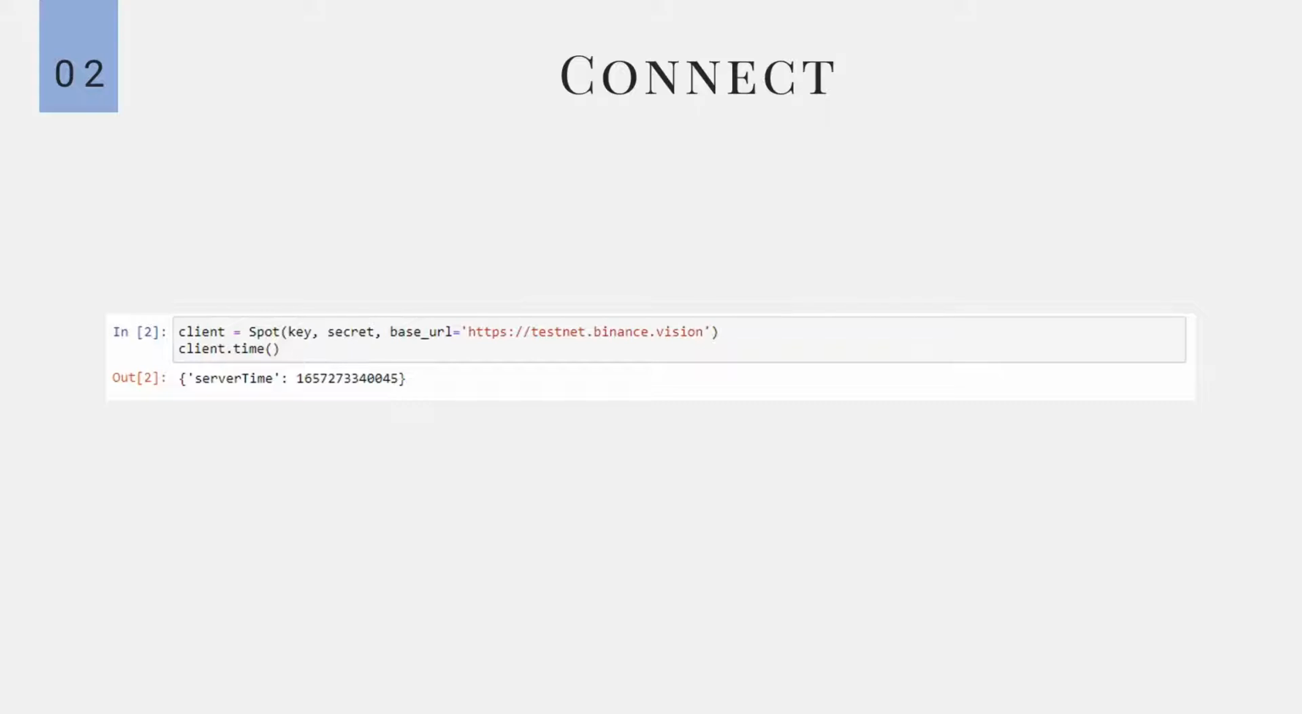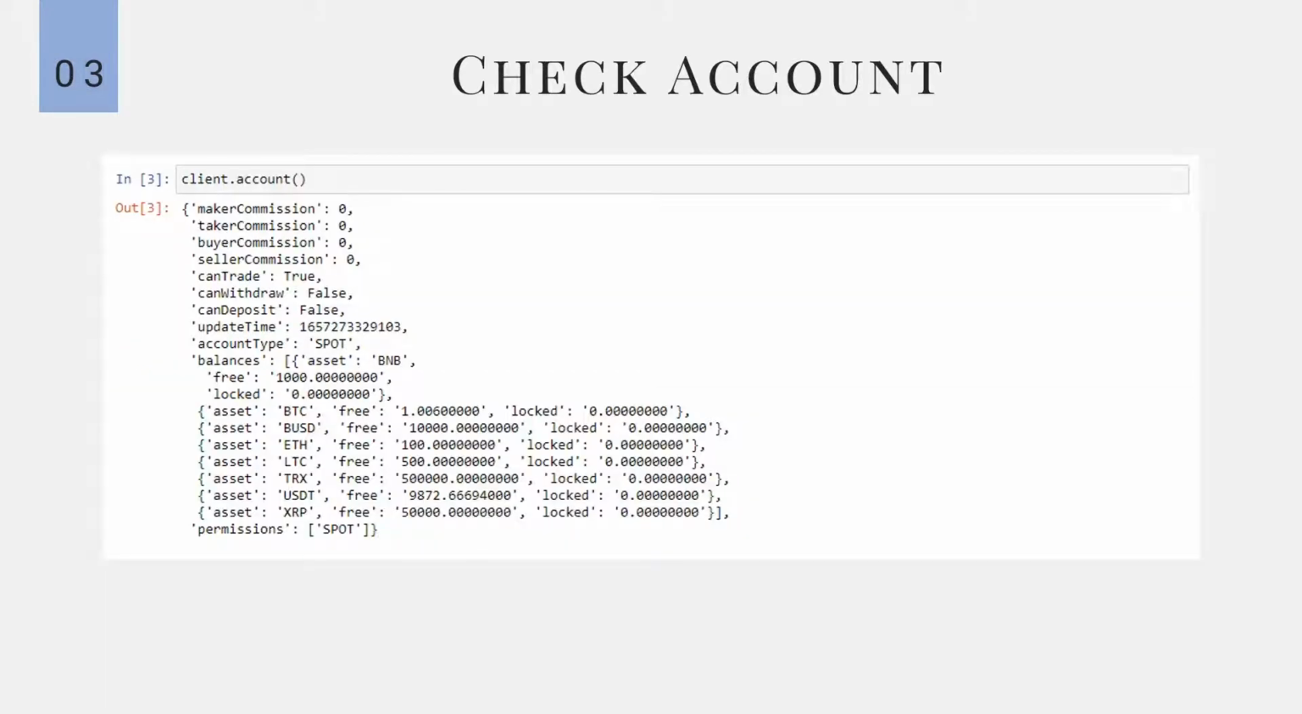We can check the connection with client.time. If we get an answer, then we are successfully connected. We can now check our account with the client.account command. We have different information here, but the most important I think is down at the bottom, where we see our balances. As you can see, I have already traded with Bitcoin and USDT.